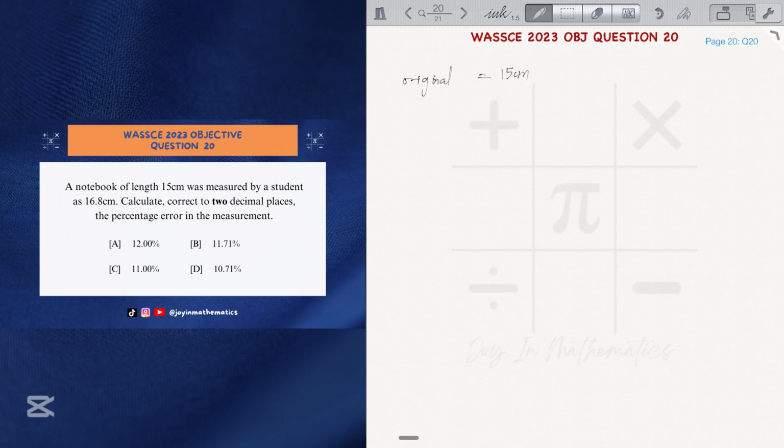Now the student measured it to give 16.8 centimeters, probably by parallax error or zero error. The error involved in this case will be the measured length minus the original length. This you see a lot in your physics questions, and we'll have 16.8 centimeters minus 15, and this is equivalent to 1.8 centimeters. Now if the error is 1.8 centimeters, the question says calculate correct to 2 decimal places the percentage error in the measurement.